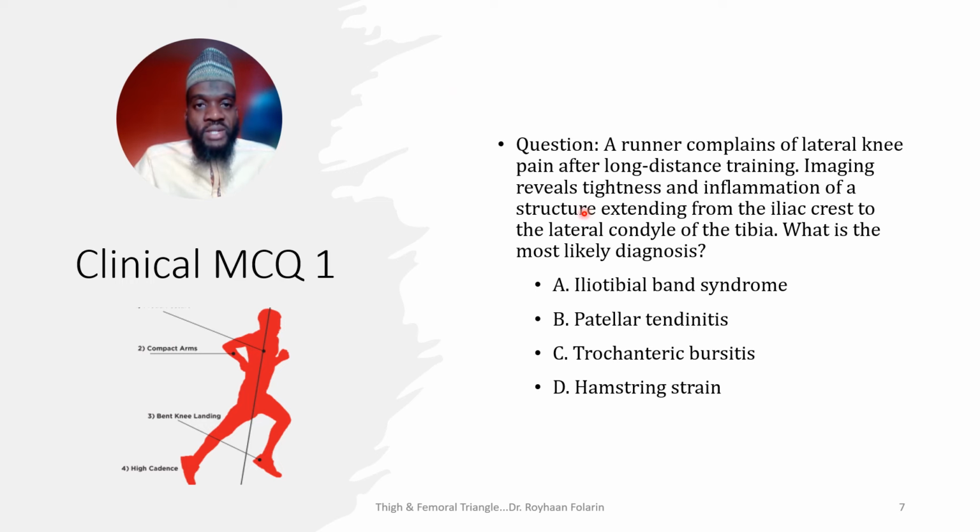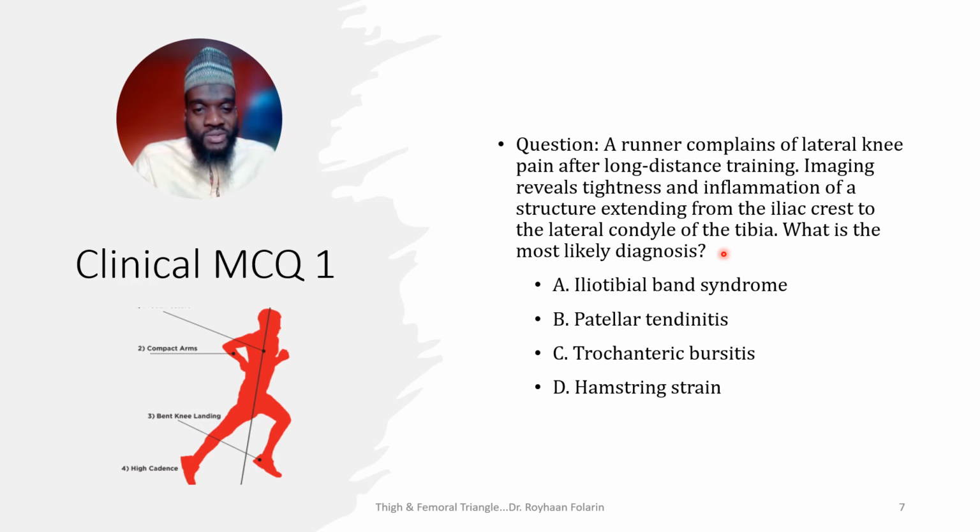So in this clinical question that I have for you that we're starting with today, we are dealing with a runner who complains of a lateral knee pain after going through long distance training. And upon imaging, it reveals that there is tightness and some inflammation in a structure that is extending from the iliac crest to the lateral condyle of the tibia. So given this clinical scenario, what is the most likely diagnosis?